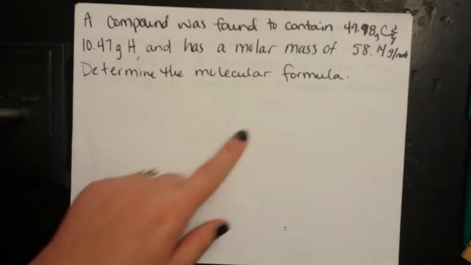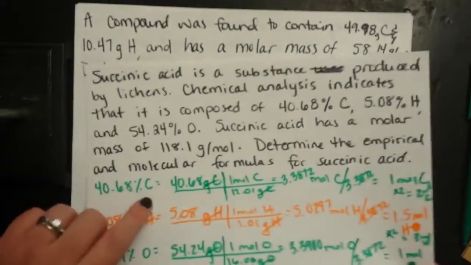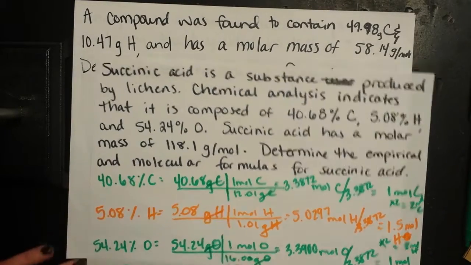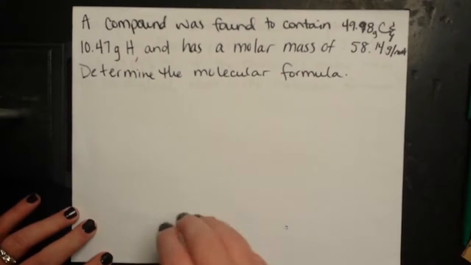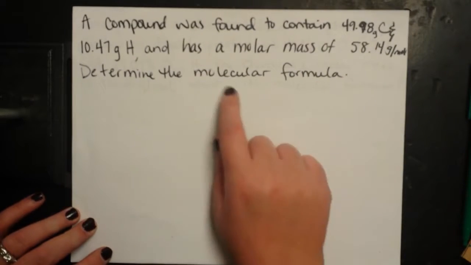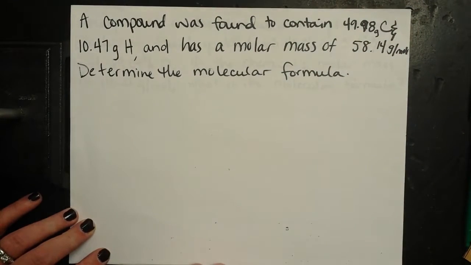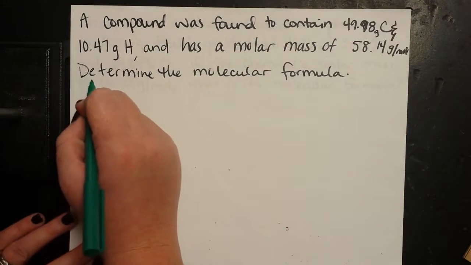Notice how in this practice problem, it does not tell me to find the empirical and molecular formula like the previous one did. See how it says find the empirical and molecular? Well, even if it doesn't tell you to find the empirical formula, you have to find the empirical formula in order to find the molecular formula, if given percent composition, or the mass of each element. So I'm still going to find the empirical formula first.